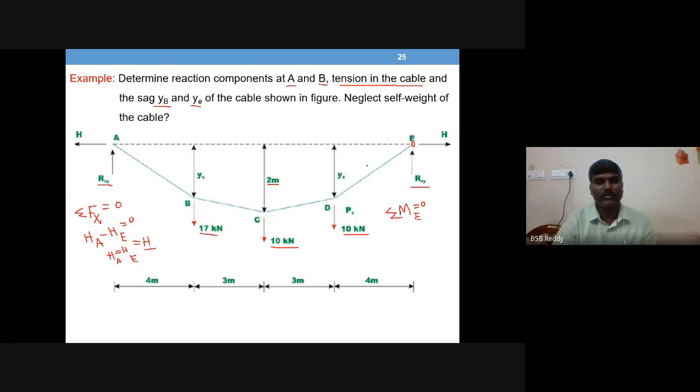Reason: you can see more load is towards left, less load towards right. How do you say that? To the left you can count 17 kilonewtons. To the right there is only 10. The 10 is at the middle, right? So to the left it is more.